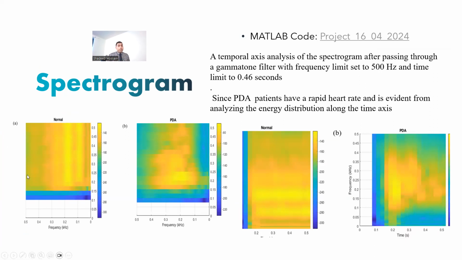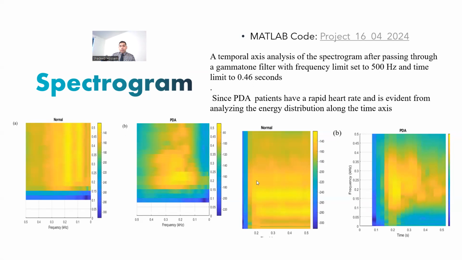Now, for a technician it will be much easier, but even for a normal person, you can see a clear distinction between the spectrogram for a normal patient and for a PDA patient. As you would see over here, in a normal patient the energy distribution is more or less uniform, whereas for a PDA patient it's concentrated over here, and it is frequency dependent as well.